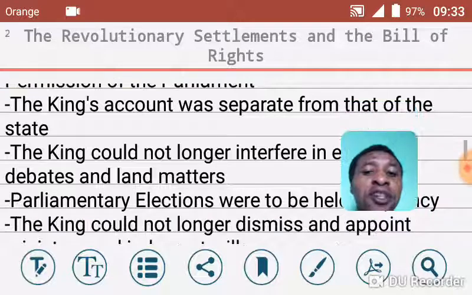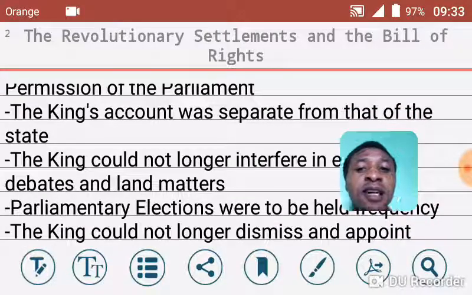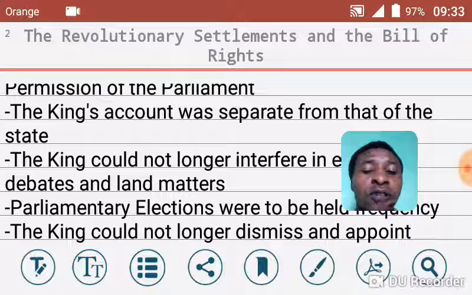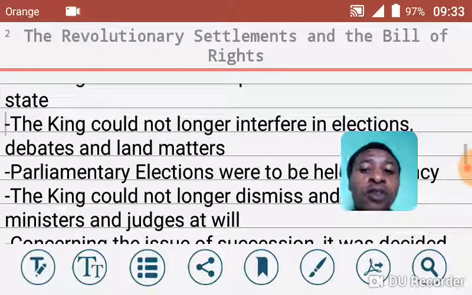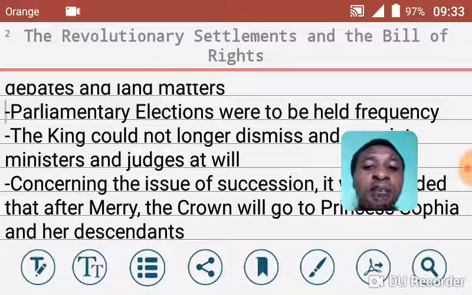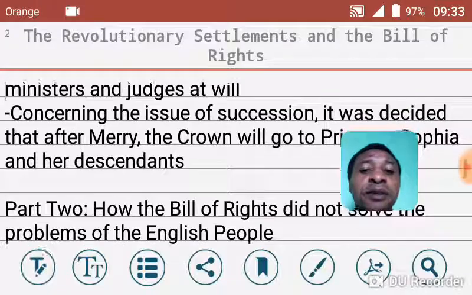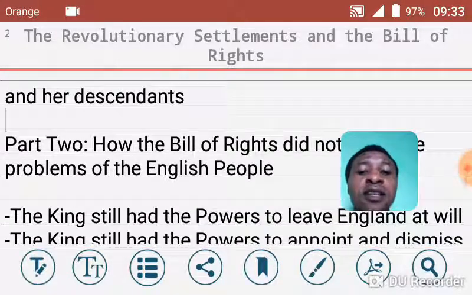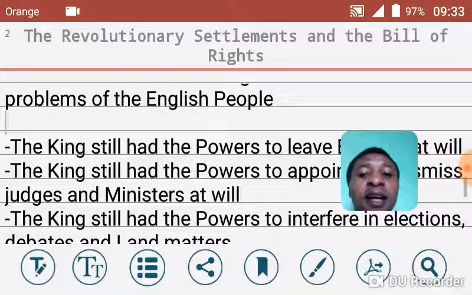Talking about parliamentary elections, the Bill of Rights stated that parliamentary elections will be organized frequently. Furthermore, the Bill of Rights stated that the king could no longer interfere in elections, land matters, and debate. In addition, the king could no longer appoint and dismiss judges at will, as James II had done during his tenure in office. Talking about the issue of succession, the Bill of Rights stated that after Mary, the crown will go to Princess Anne, her younger sister, and her descendants.